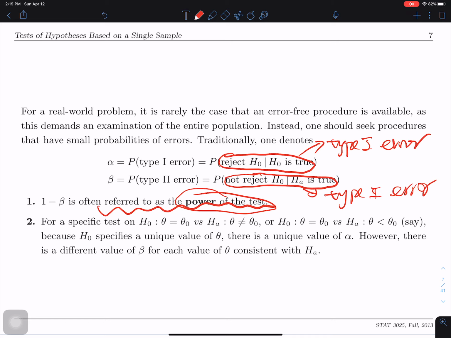And for a specific test on H0 versus HA, because H0 already specifies a unique value of theta, there is a unique value of alpha. However, HA does not specify a unique value. It specifies infinitely many possible values of theta. Look at HA: it can be theta is not equal to theta 0. That means there are infinite possibilities of theta. And that is to say, there is a different value of beta, the type 2 error, for each value of theta that is included in HA.